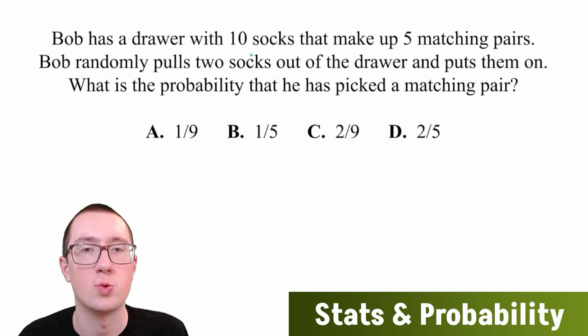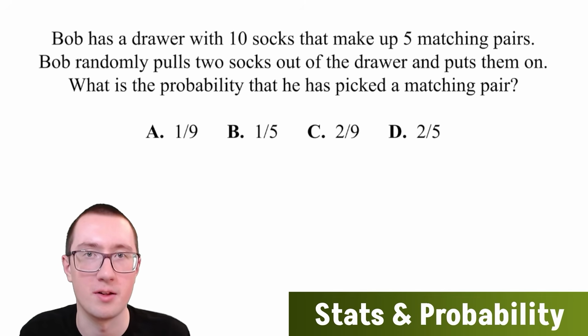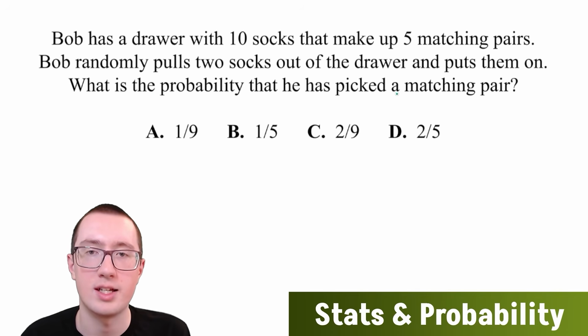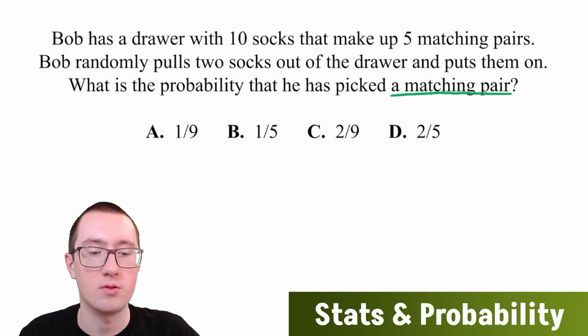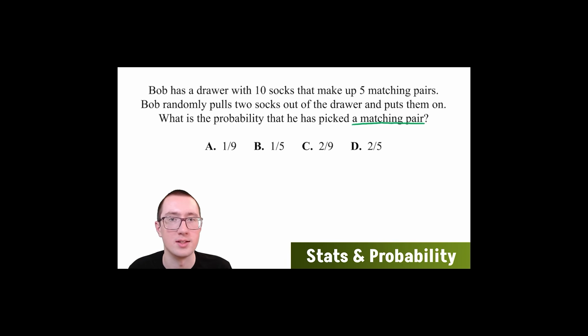It says that Bob has a drawer with 10 socks that make up 5 matching pairs. So just think maybe five pairs of socks, and each of them is a different color, right? He randomly pulls 2 socks out of the drawer and puts them on, and we have to find the probability that he has picked a matching pair. So basically, he picks the 2 red ones or the 2 blue ones or whatever. I don't know how crazy his socks are.